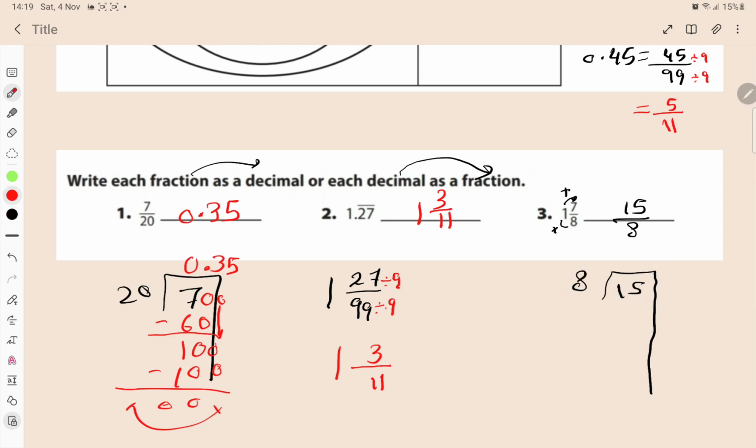15 over 8. How many 8s in the 15? I just have 1. 1 times 8 is 8. Subtract, it is 7. 15 minus 8 is 7. 7 divided by 8 can't be.